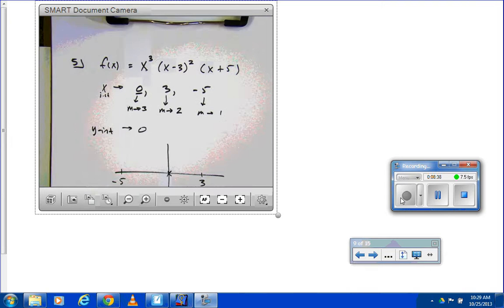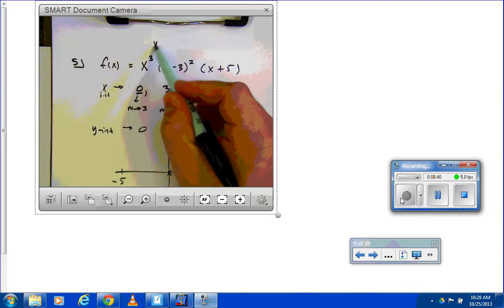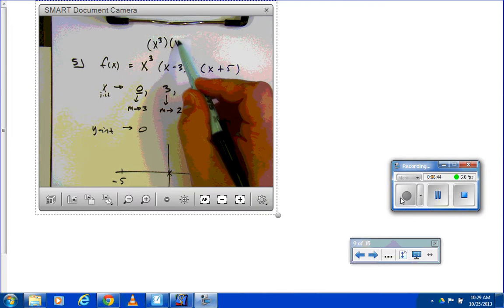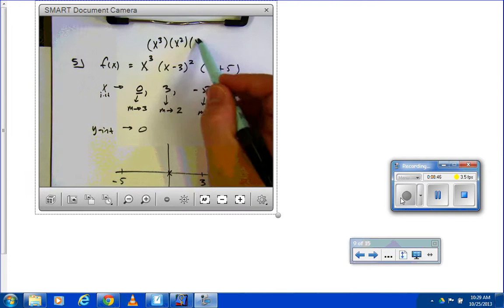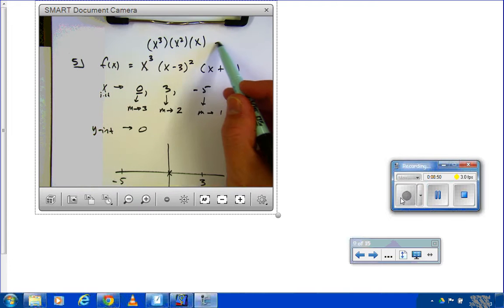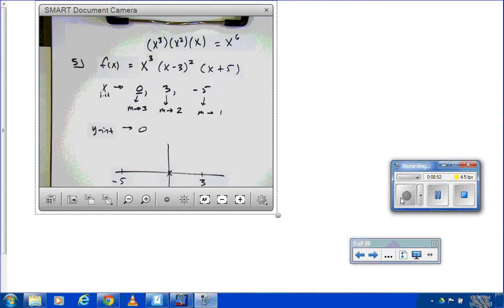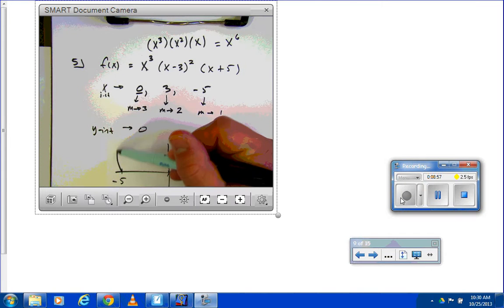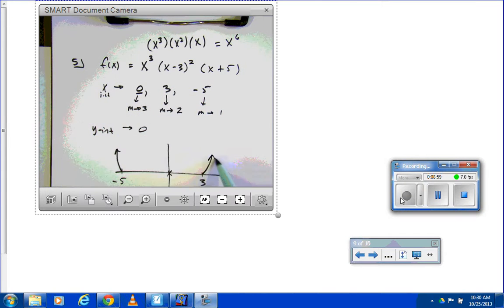All right, let's get end behavior going. So my end behavior, we got x cubed times x squared times x. So the x to the 6th would be our leading coefficient. So that means it would rise on both ends. Yeah, a lot of people missed end behavior on this one.